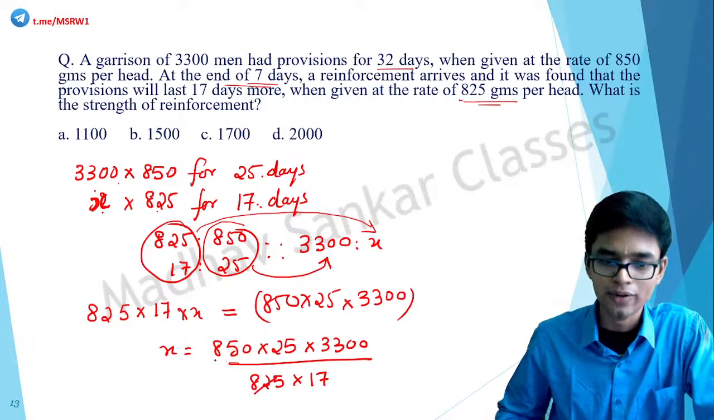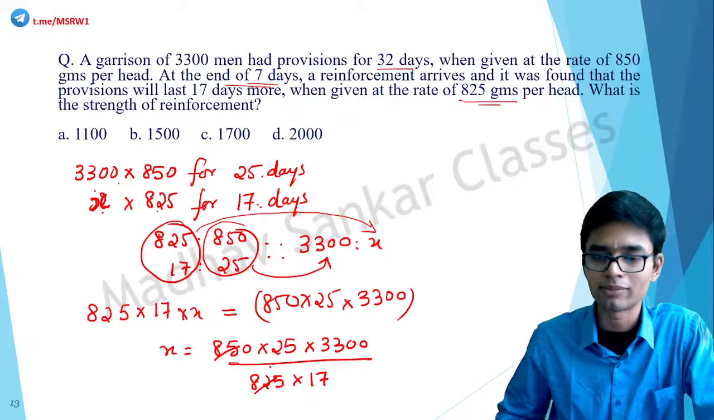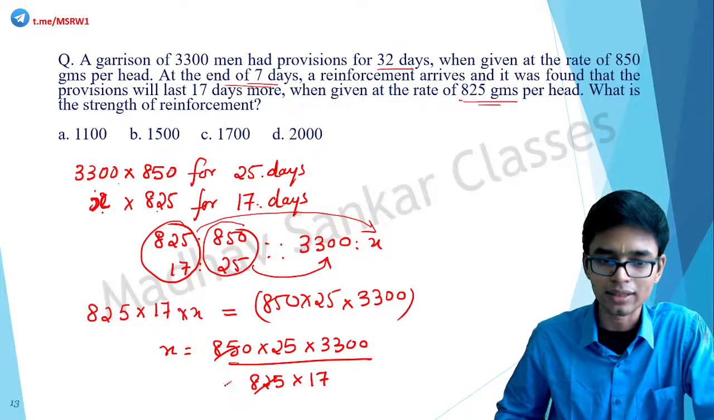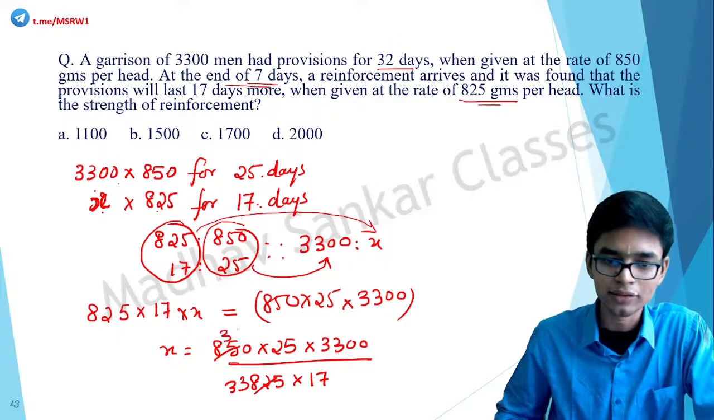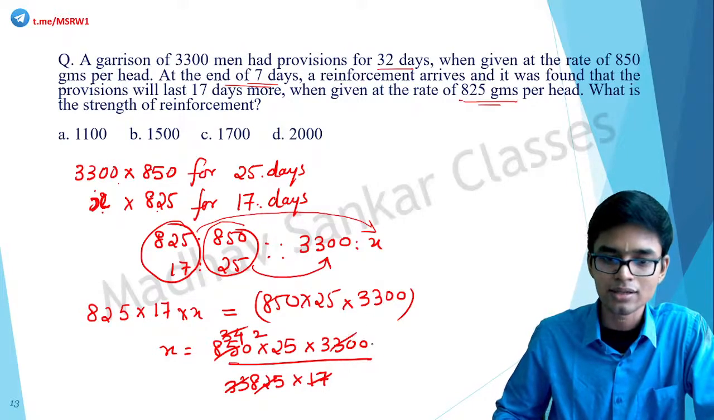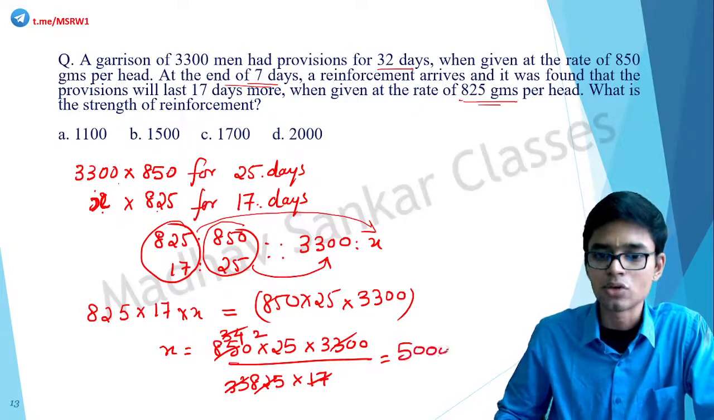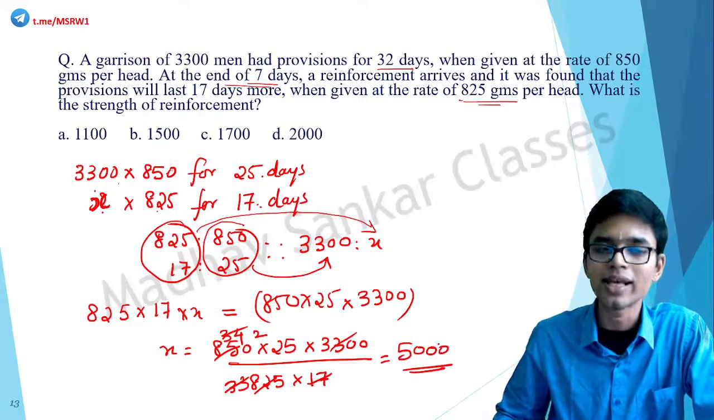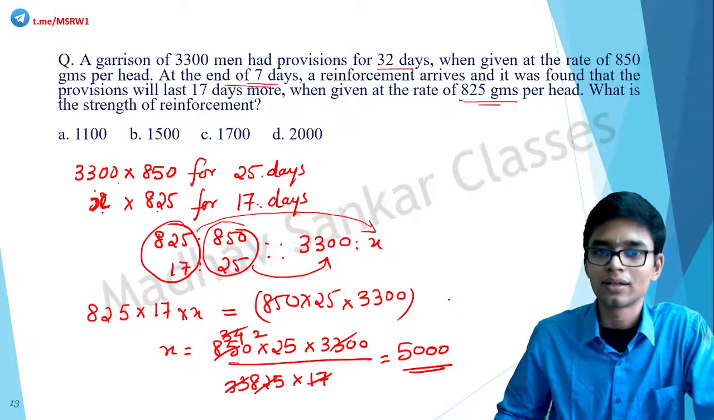Clear? So 25 and this one, how many times will it go? 25 goes 4 times in 100, so 32, 33. And here 34. Correct? And 34 and 17 goes here twice. And 33 and 33 cancelled. So answer is 5000. So the value is 5000. So what is X? X is the total number of men. Correct? Total number of men is X.